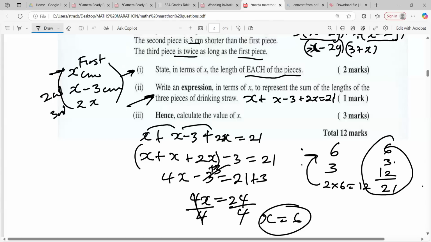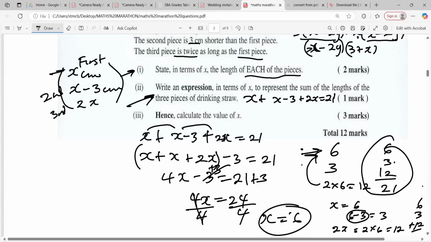This part says the first piece is x, right? So if we get x to be 6, it means that this would be x. So x is 6 for the first piece. But they said the next piece, the second piece, is x minus 3. So it will be 6 minus 3, which is 3. So the second piece would be 3. All right, the third piece now is 2 times x. But x is 6, so 2 times 6 would be 12. So it will be 6, 3, and 12.